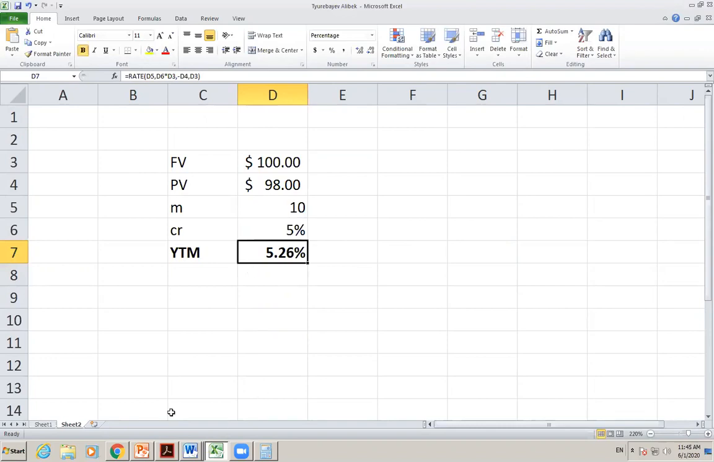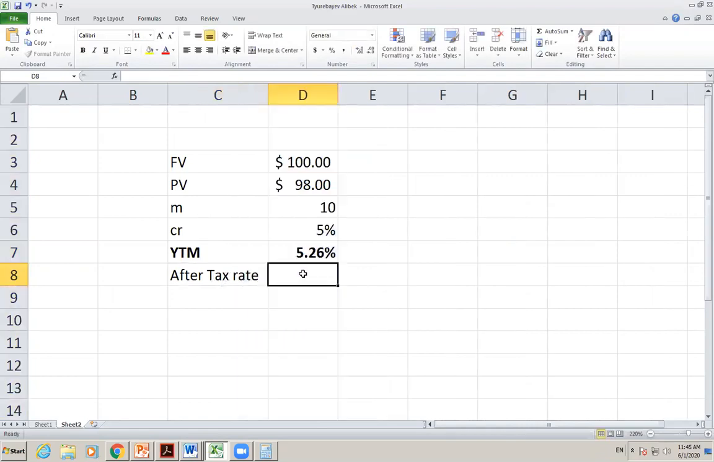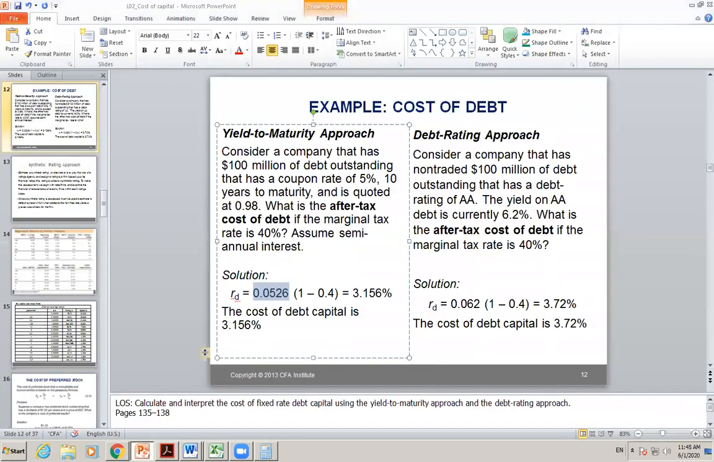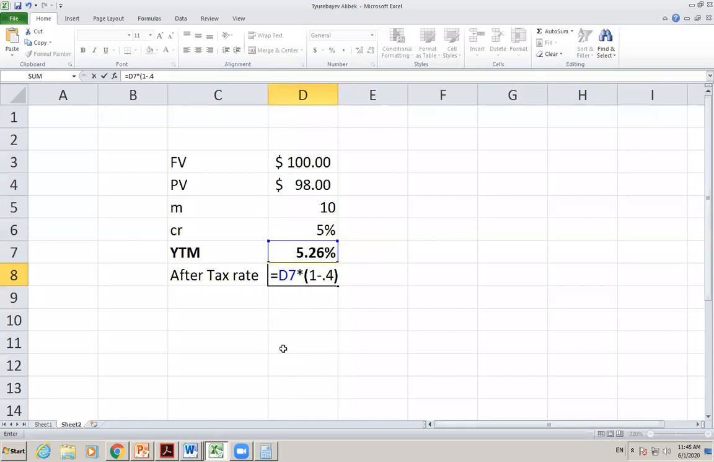5.26%. But this 5.26 is subject to the tax, okay? It should be the tax-adjusted, after-tax rate. That means it should be this times 1 minus 0.40, if I'm not mistaken. Yeah, 40%. So your after-tax rate is this. So this cost of debt, we're going to use it, okay?